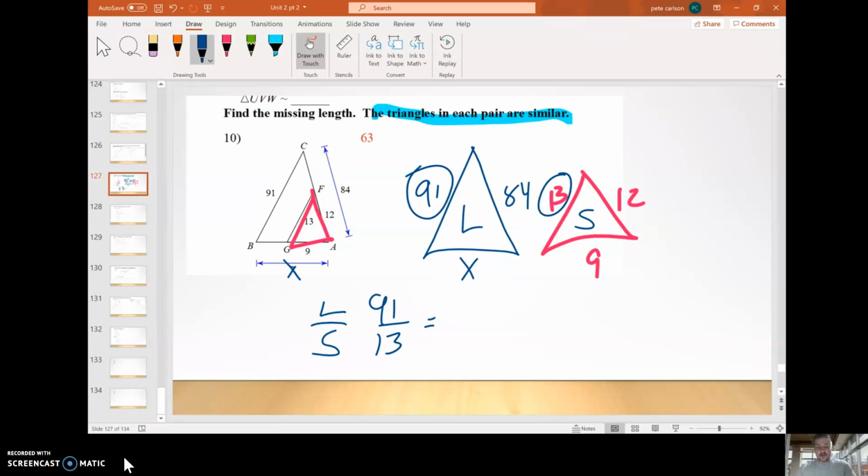Now, in the large triangle, we have X on the bottom. Well, what's on the bottom in this triangle? 9. So that's how we'd set up the problem. You cross multiply, and you'll get your answer, okay? And your answer would be 63.